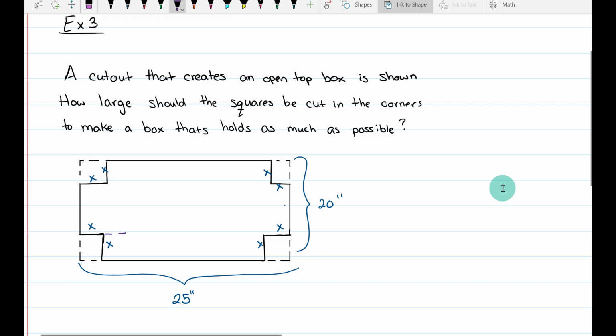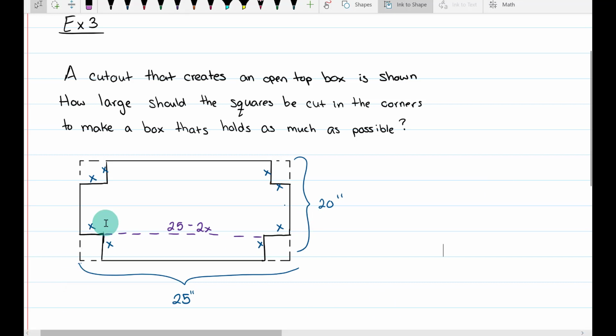So that means that the distance from here to here is 25 minus 2x. That's because we have an x here and an x here. The whole thing is 25 from here to here, so from here to here is 25 minus this piece and this piece. Now let's talk about this distance right here. This is going to be 20 minus 2x, because this whole thing from the top to bottom is 20, and then this is x and this is x, so it's 20 minus 2x.